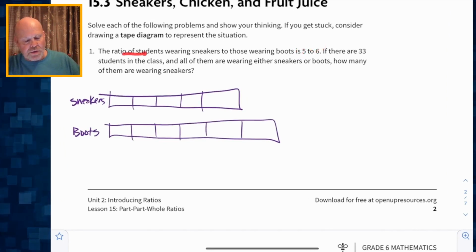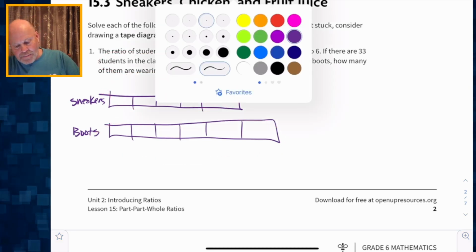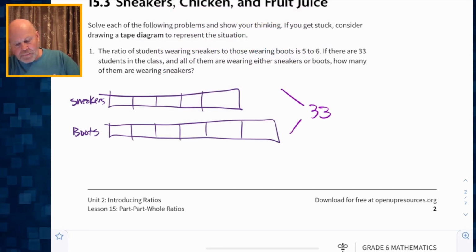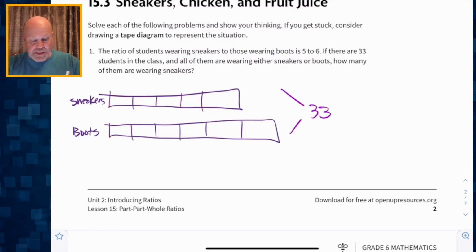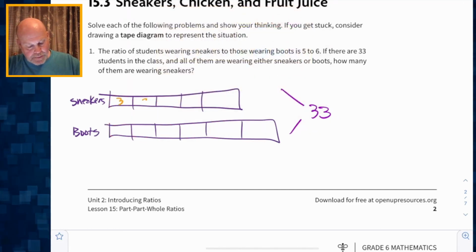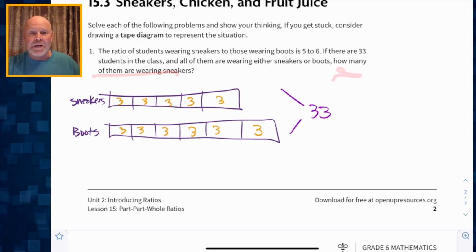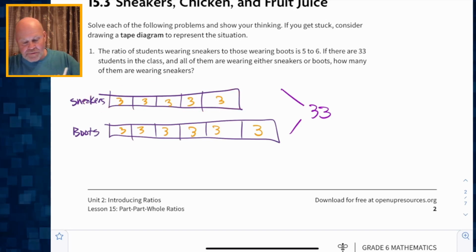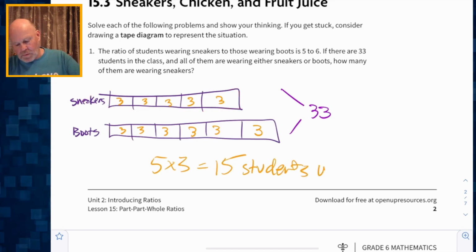It says, if there are 33 students in class, how many of them are wearing sneakers? So what that's saying is the ratio of the class is 5 to 6, and all together we have 33 students. So that means these 11 units represent the 33 students. So that means inside each unit is 3. All right, so we know we have 3 students in each unit. And now we can answer the question. How many of them are wearing sneakers? So that means we've got 5 units of 3. So 5 times 3 is 15 students with sneakers.